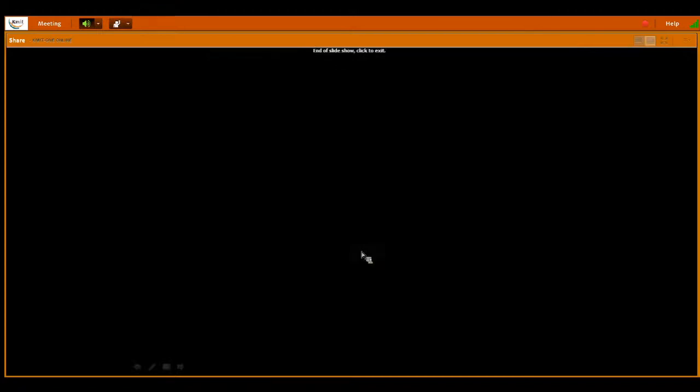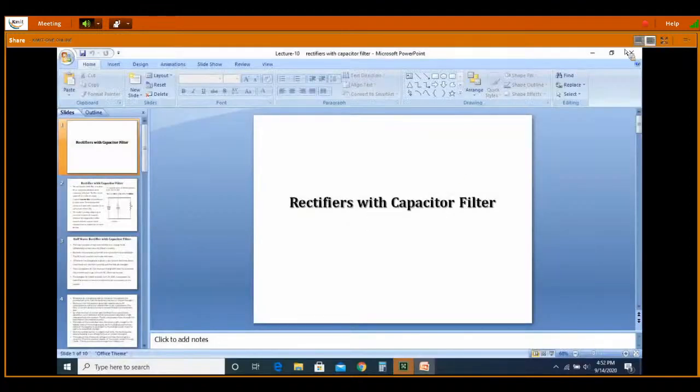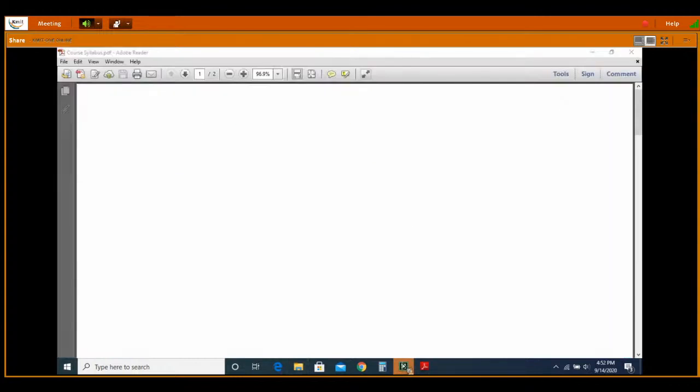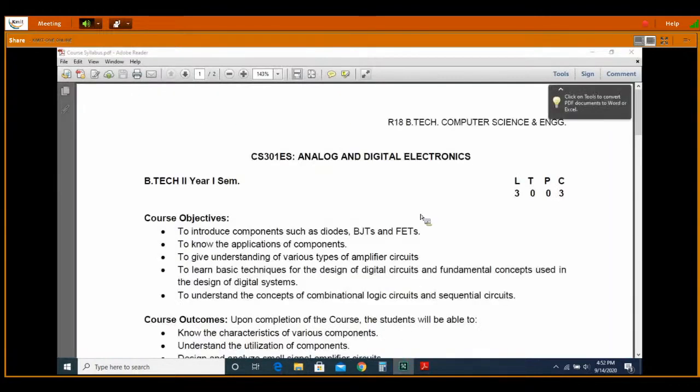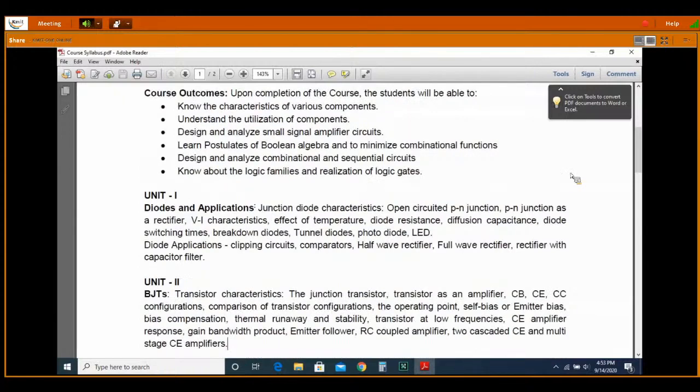Right. Now with this I am wrapping up this simple topic, the filter topic. And with this I have concluded unit number 1. I will read the syllabus copy here once, and if any topics are missing, we can cover them.